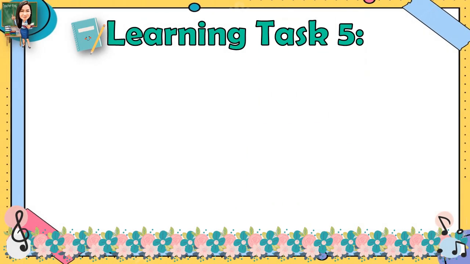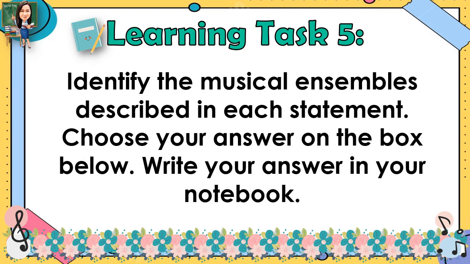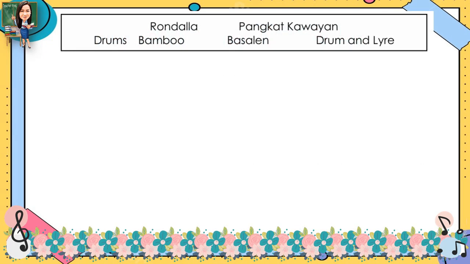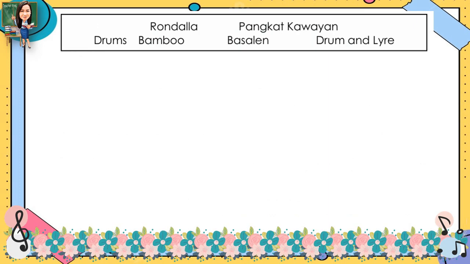For learning task 5, identify the musical ensembles described in each statement. Choose your answer on the box below. Write your answer in your notebook. The words named in the box are rondalla, drums, bamboo, pangkat kawayan, basalen, drum and lyre.